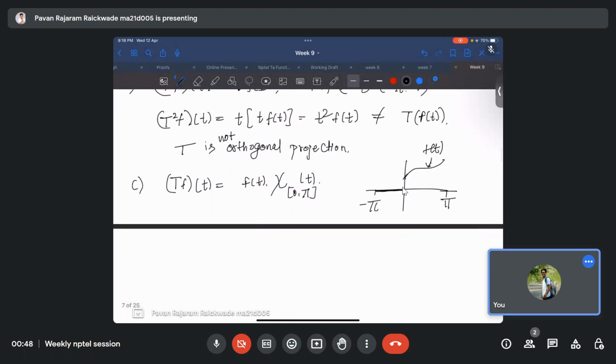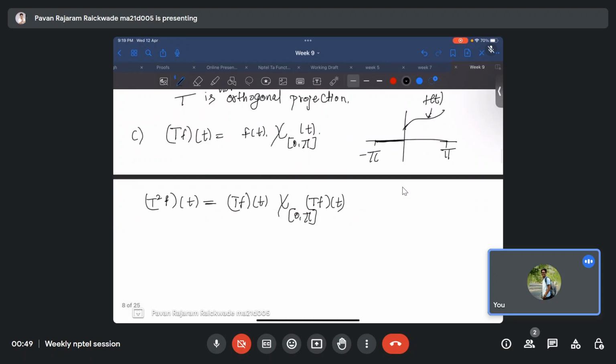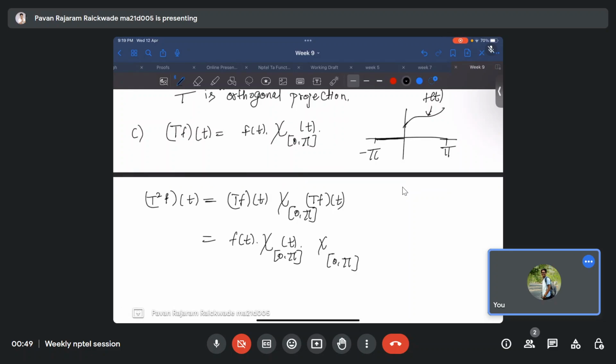Okay, let's see what is T square f at t. T square f at t is Tf at t into the characteristic function 0 to pi of Tf at t. And here Tf at t is ft into the characteristic function 0 to pi at t. Then the characteristic function 0 to pi of Tf at t.